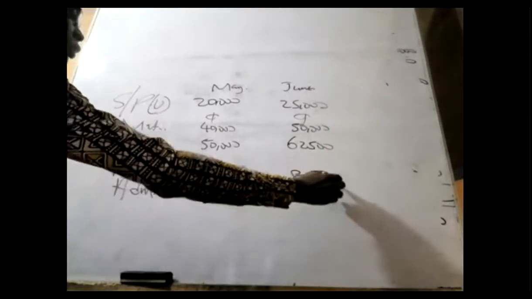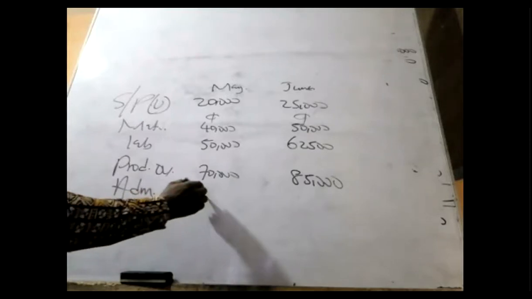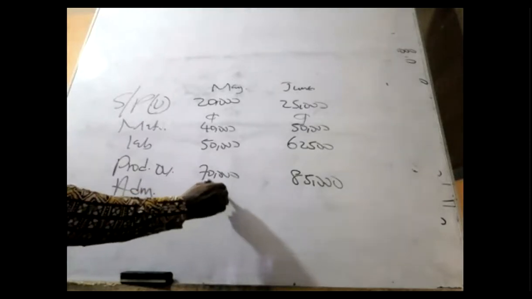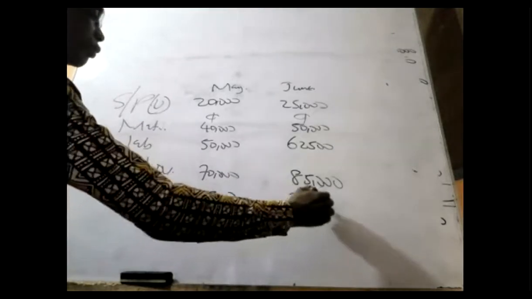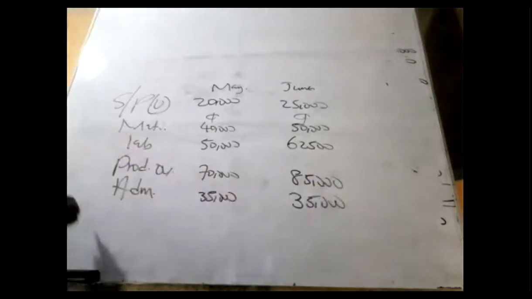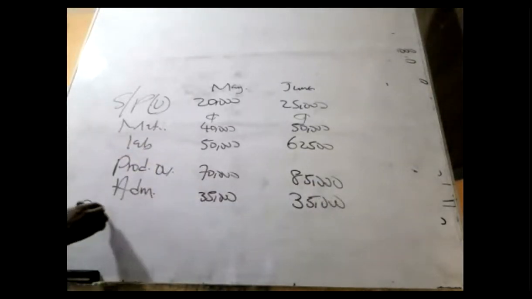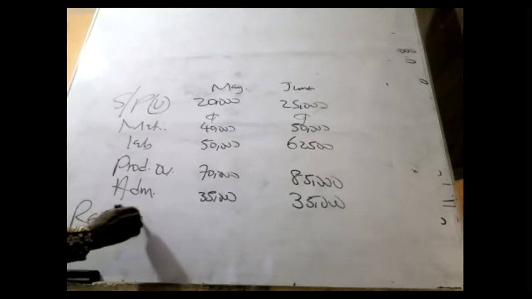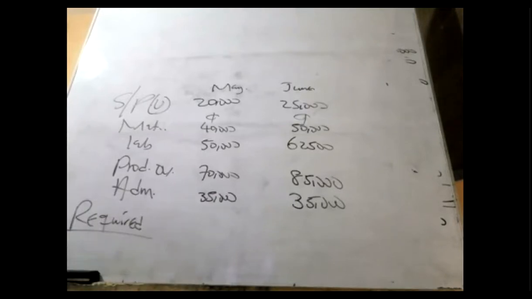This is 85,000 cedis. I'm done. Admin is 35,000 and 35,000. Required: flex this above budget. The examiner will not make things look easy like this.